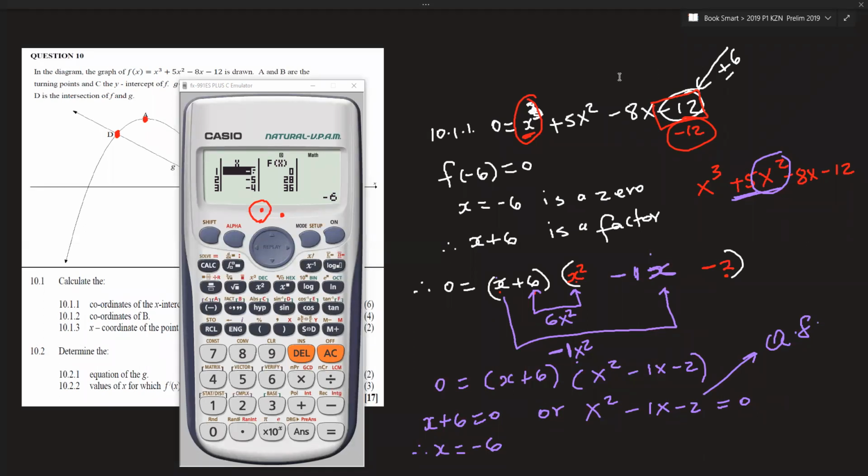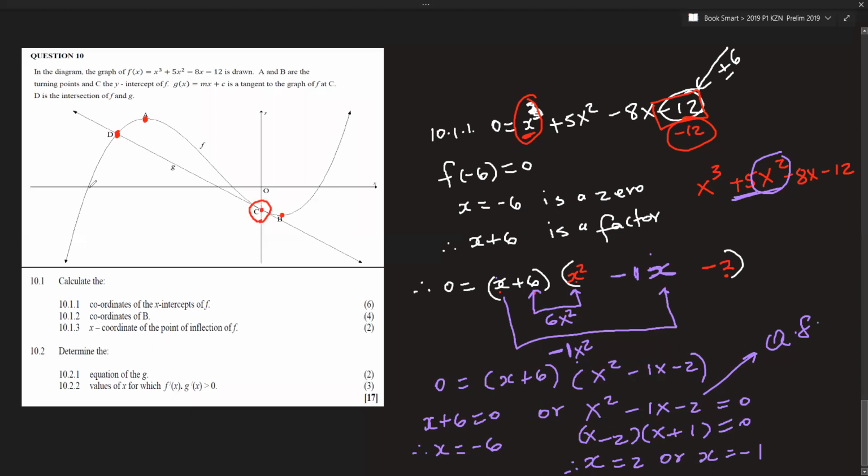Let's see now. We're going to have two brackets equals 0. X squared breaks to x and x. This one breaks to negative 2 and positive 1. Therefore, x equals 2 or x equals negative 1. Now you need to write your intercepts in point form. You always need to write your intercept in point form.